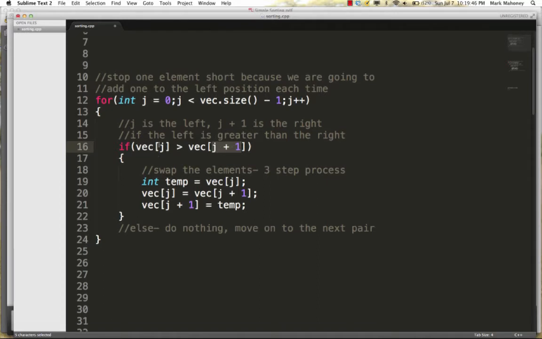Okay, so basically if vec at position j is greater than vec at position j plus 1, we know we have to swap the elements. Okay. If this is not true, we don't really have to do anything. We're just going to move on to the next pair and continue to go through the adjacent pairs.